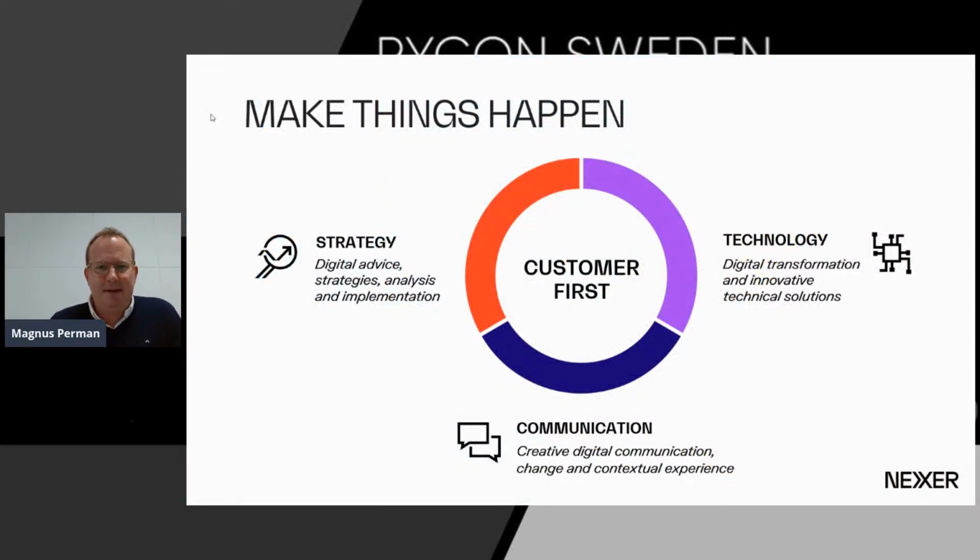And how do we make this happen? We have three different areas of the company where we work with tech. We have the strategy side, where we work a lot with digital advice, analysis, and implementation. Then, of course, we have the technology side, which is our core. This is the heart of what we do: staying ahead in the digital transformation and creating innovative technical solutions. But we also have communication. We actually have an embedded digital communication agency within Nexer. We are really good at communicating around technology as well, because that's really important. If you can't communicate around the technology, nobody will understand it. So these three areas are where we focus within Nexer Group.